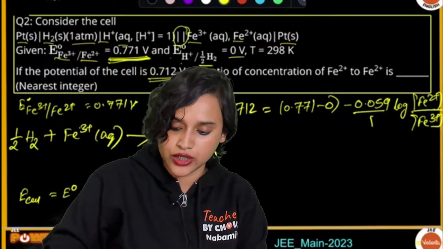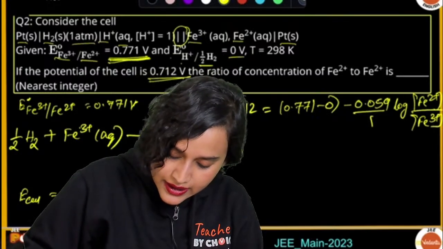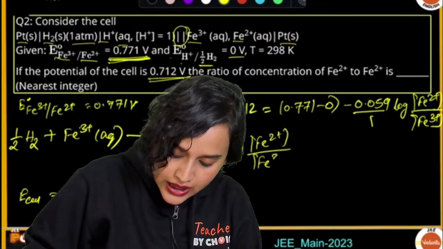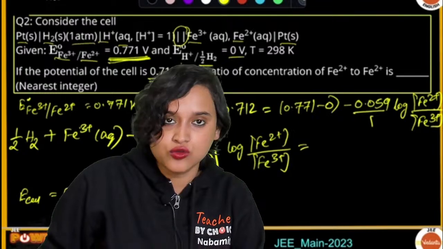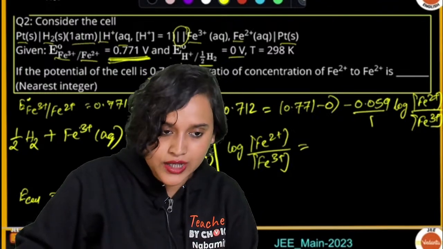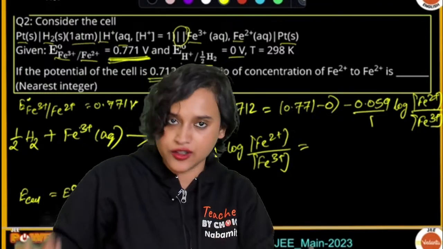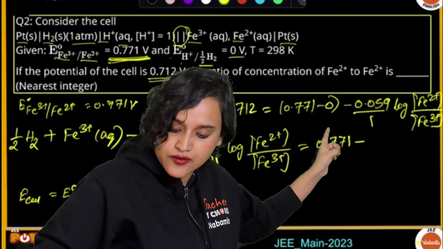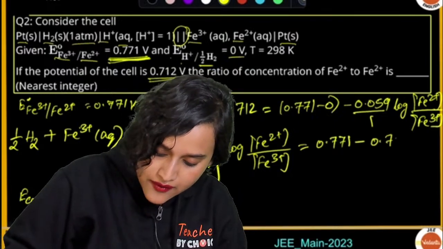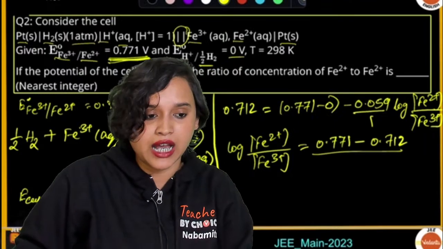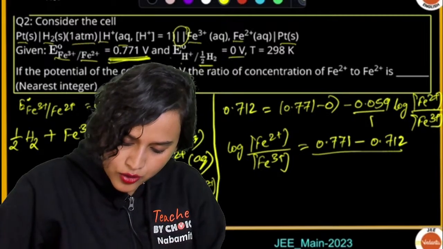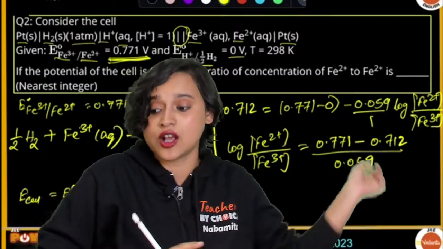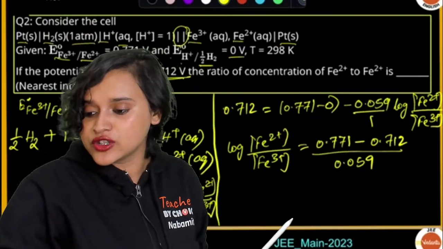Solve it, everybody. What will you get? All you have to do is bring this side, log Fe2 plus divided by Fe3 plus is equal to, what do we have? 0.771 minus 0 will be 0.771. 0.771 minus, this will go that side, so minus 0.712 divided by 0.059. Okay, now solve this. How much do you get, everybody?